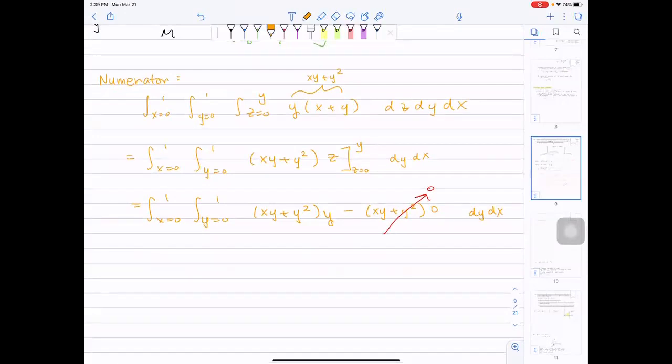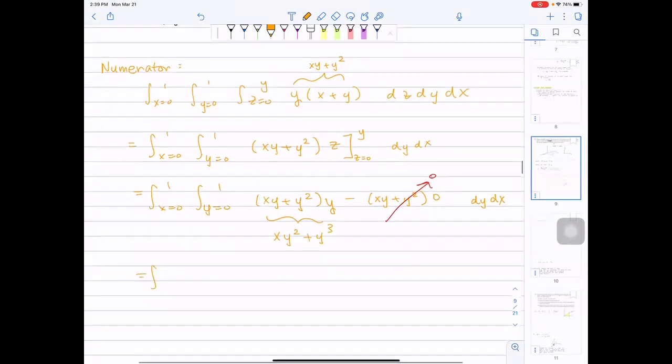Okay, and what does this simplify to? This is xy squared plus y cubed. Now we take the integral with respect to y. So here, the integral of this term with respect to y is xy cubed over 3, plus the integral of y cubed, which is y to the 4th over 4.